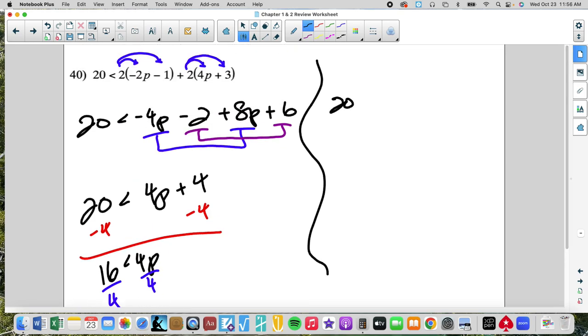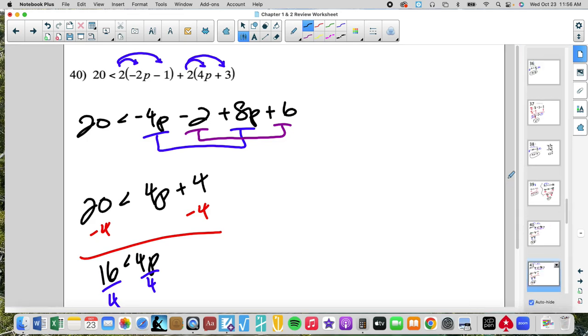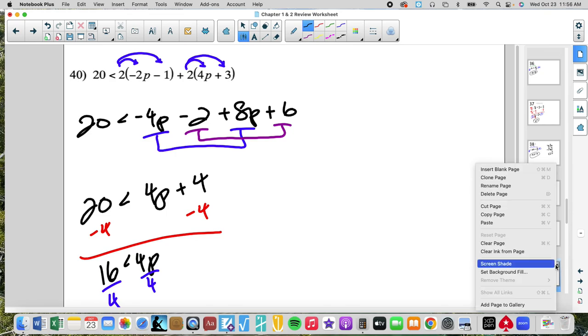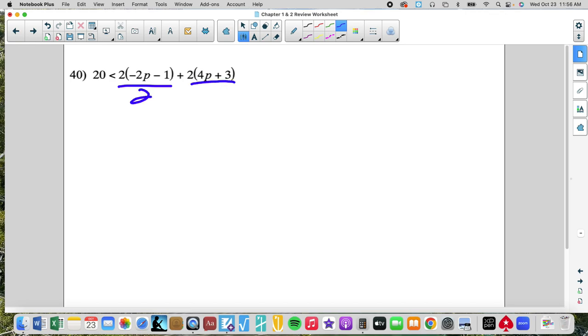High school way, 20 less than 2 times negative 2p minus 1 plus 2. Let's just take this. Hold on a second. Let's duplicate this page. It makes it so much easier. Clone. Let's erase the ink. So we could divide this term by 2, divide this term by 2, and divide this term by 2. That gives me 10 is less than negative 2p minus 1 plus 4p plus 3.